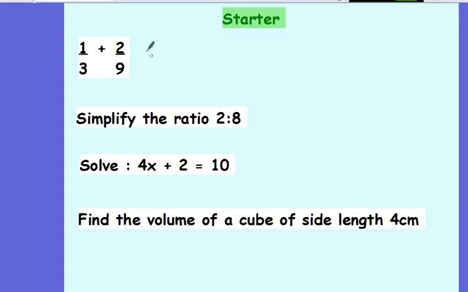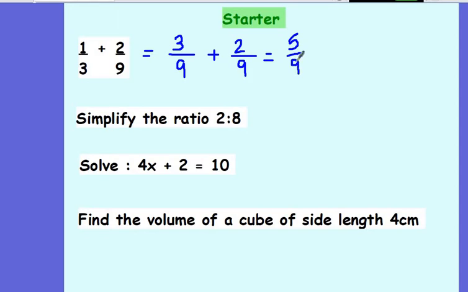Right, let's go through the answers. So to add together fractions, I need to make my denominators the same. I'm going to put both my fractions over 9. So 2/9 is already over 9, so it's 2/9. 1/3, I've multiplied the 3 by 3, so I need to do the same on the top, which gives me 3/9. So altogether you should have got 5/9.